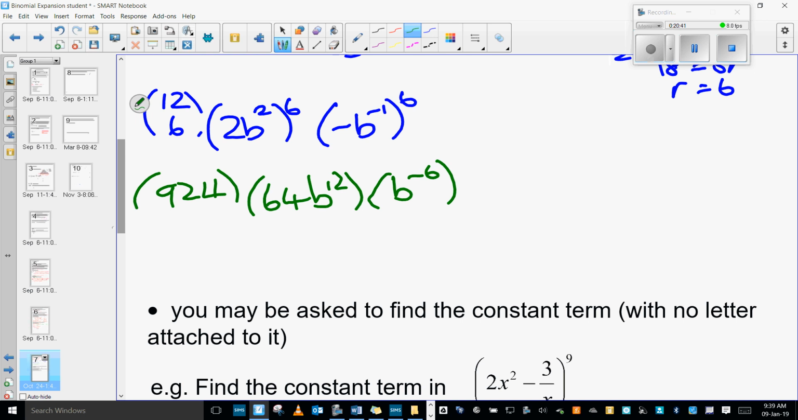That's 591. And I think they just want the coefficient, don't they? Yeah.